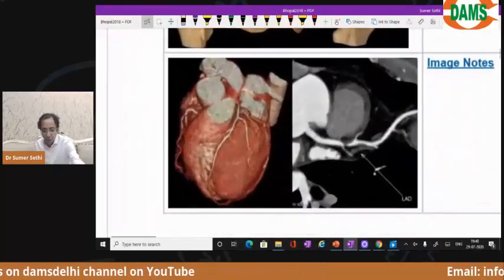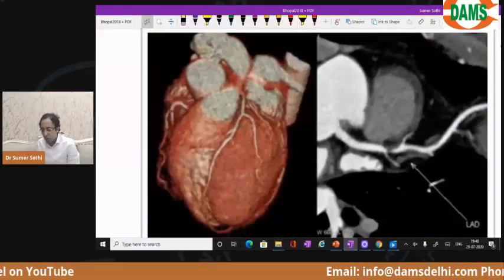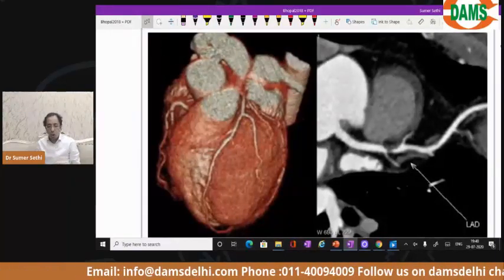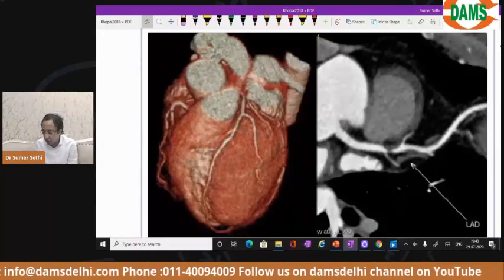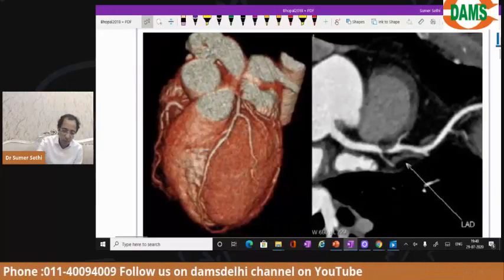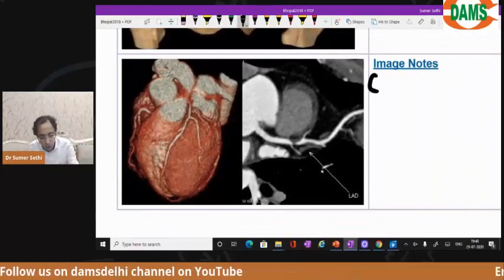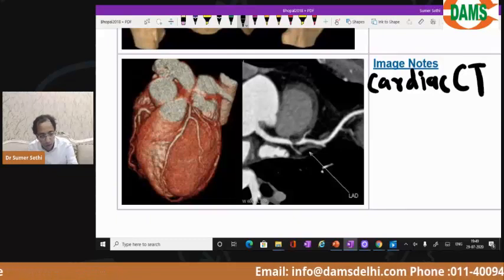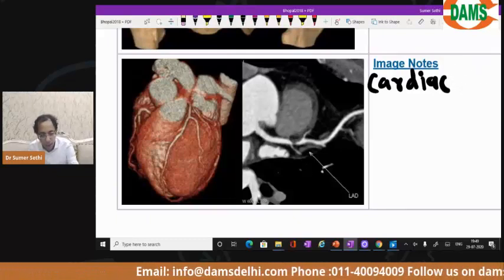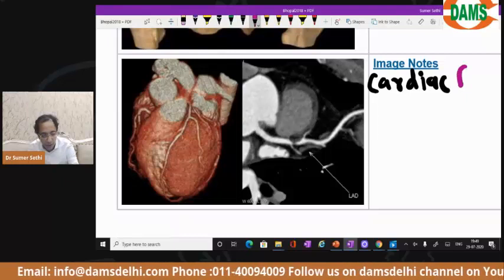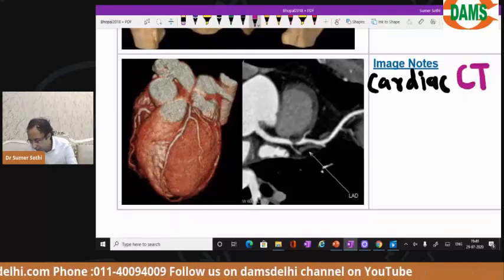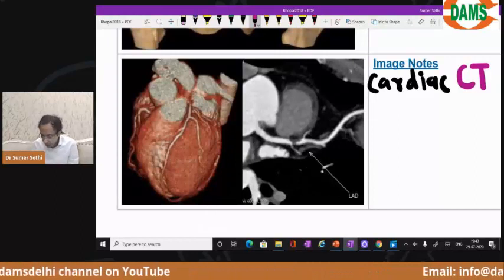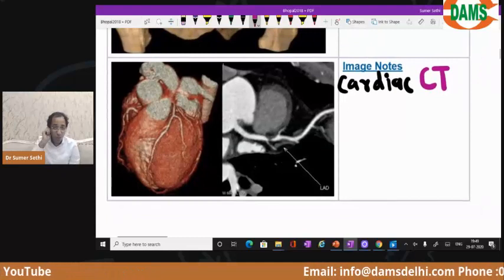May I ask you now, what organ is shown to you and what are we trying to see here? Now in the next image, I am trying to show you a cardiac CT. Are you clear? Okay. This is a cardiac CT. Very good. Now, can we do a CT of the heart?